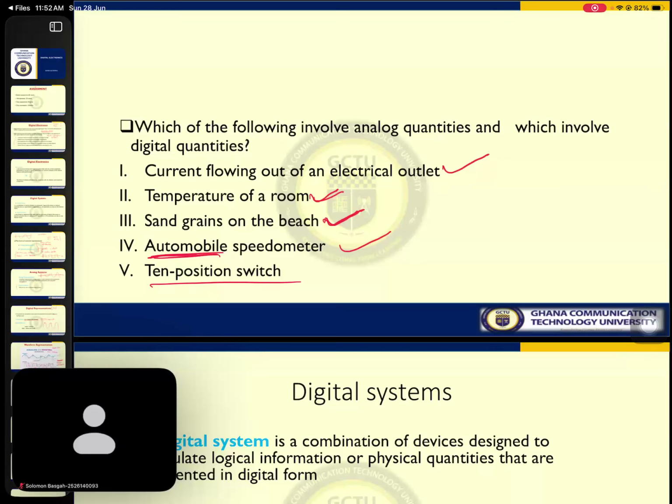Let's hear from those who are saying it's analog. Can you tell us the reason why? Feel free. I also go for analog because it can move from 1, 2, 3, 4, all the way to 10, and therefore it's a digital one. No, you said analog. From the beginning you said analog. Now, which one?